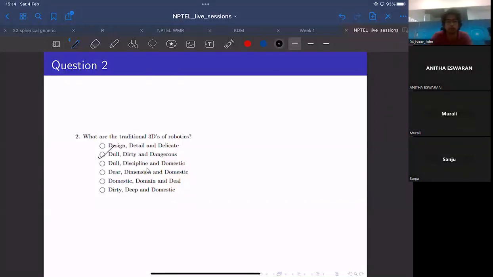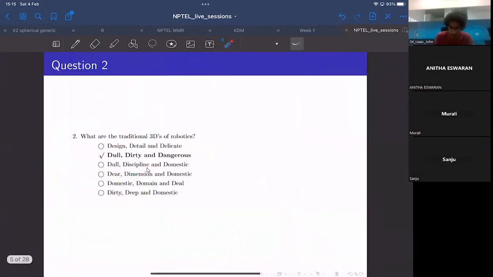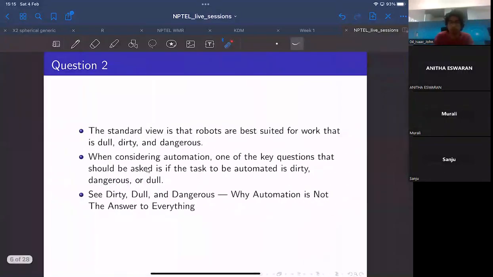So traditionally, people would use automation for tasks that are dull, dirty, and dangerous. These days, they have added more Ds such as difficult, because you would see robotics being used in surgical robots, which is an incredibly delicate and difficult task. But the question here is about the traditional 3Ds, so that would mostly correspond to dull, dirty, and dangerous. I hope that is fine.